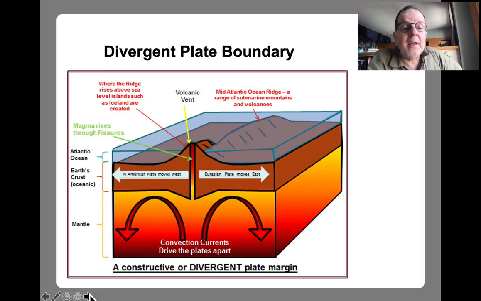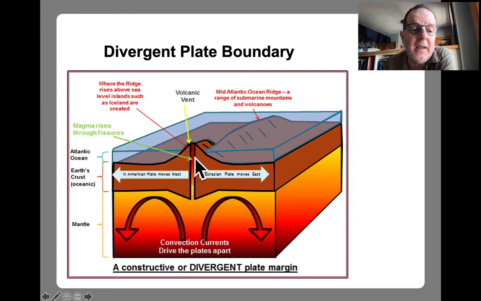Then we're in the middle of the ocean, and we have diverging plates going apart. And here we can see a volcanic vent under the ocean water in the middle of the Atlantic. We call this area the Mid-Atlantic Ocean Ridge, a range of submarine mountains and volcanoes. Where the ridge rises above sea level, islands such as Iceland have been created. Here's the North American plate moving west, the Eurasian plate moving east.